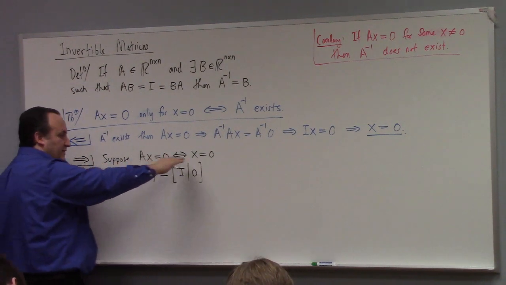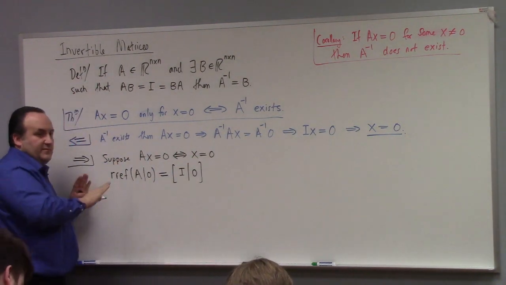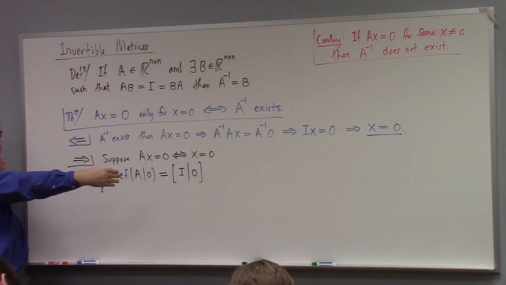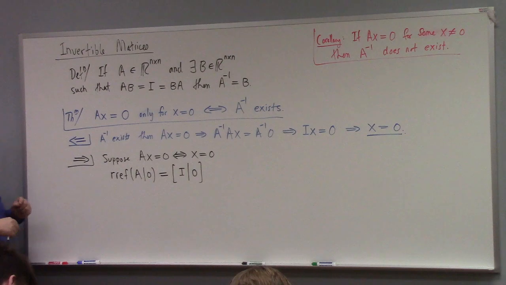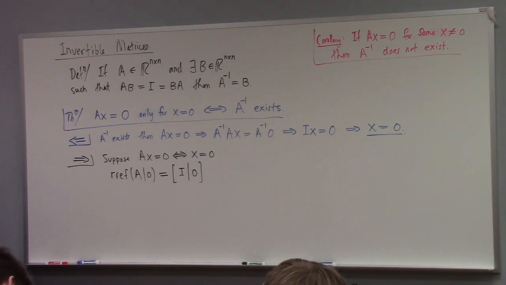So if 0 is the only solution, that means when we do the row reduction, we must have pivot columns. The first n columns have to be pivots, and the last is the solution, which is 0. I hope you've done enough problems that that's kind of like, oh, OK. All right, so how does that help us prove A inverse exists?